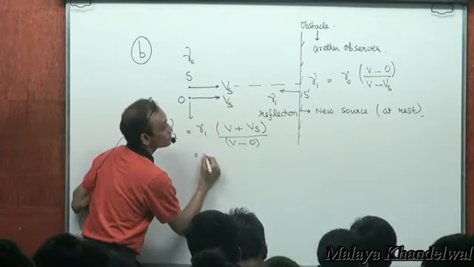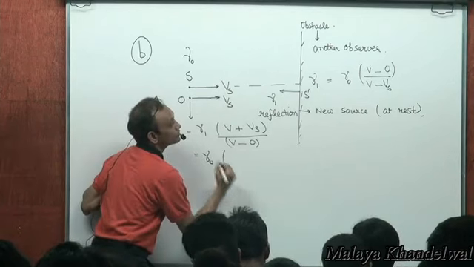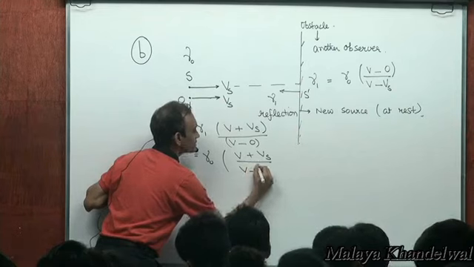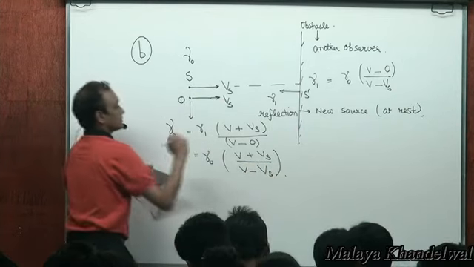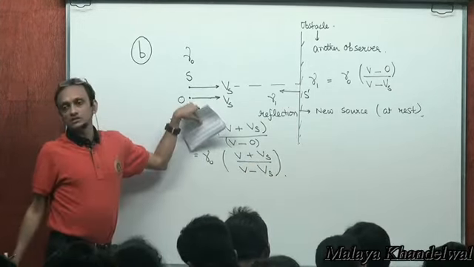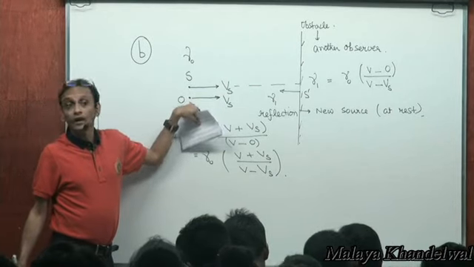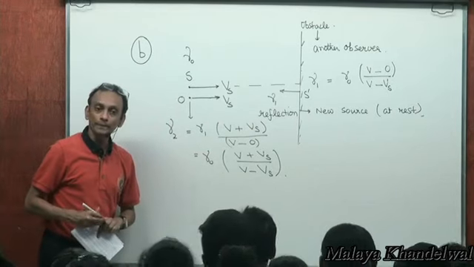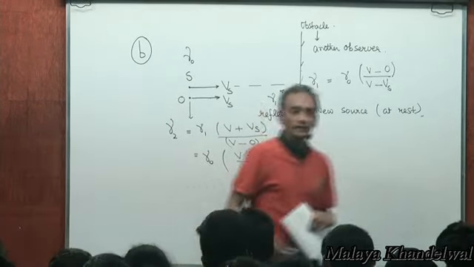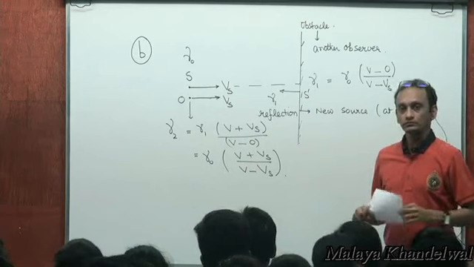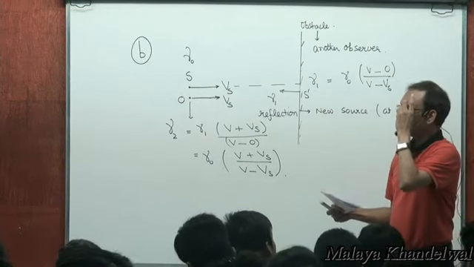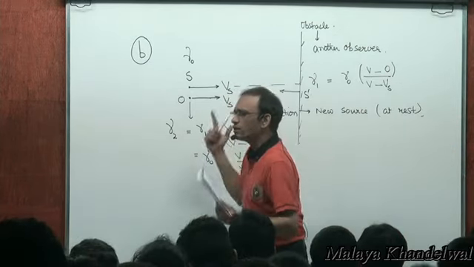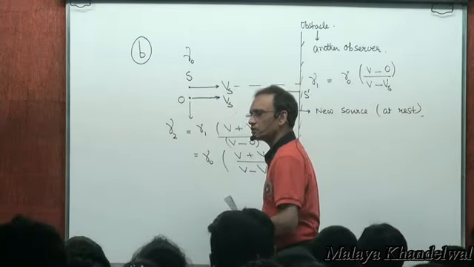So as you can see, this is going to become gamma naught into V plus Vs divided by V minus Vs. That's the frequency registered by this observer after the train gets reflected from the obstacle. Got me? Is that okay or not okay? Provided this difference is not too large, he'll experience a beat phenomenon.